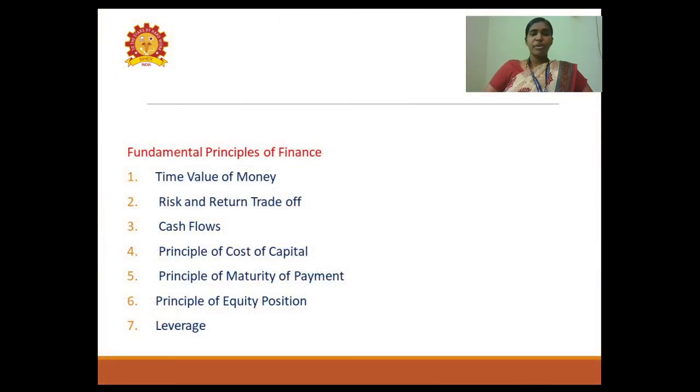Next, fundamental principles of finance. So time value of money, risk and return trade-off, cash flows, principle of cost of capital, principle of maturity of payment, principle of equity position, and leverages. So these are all the main fundamental principles of finance.